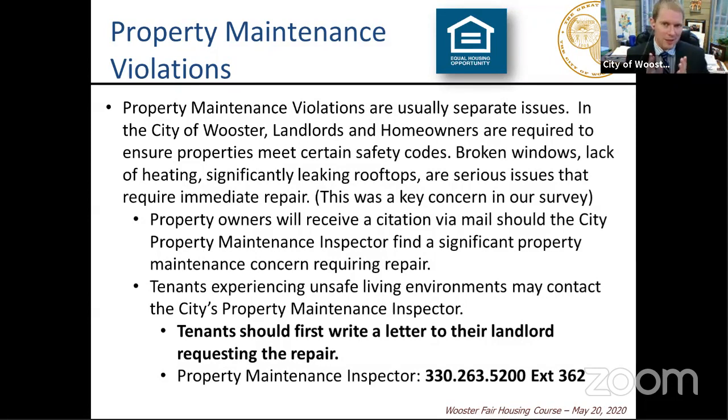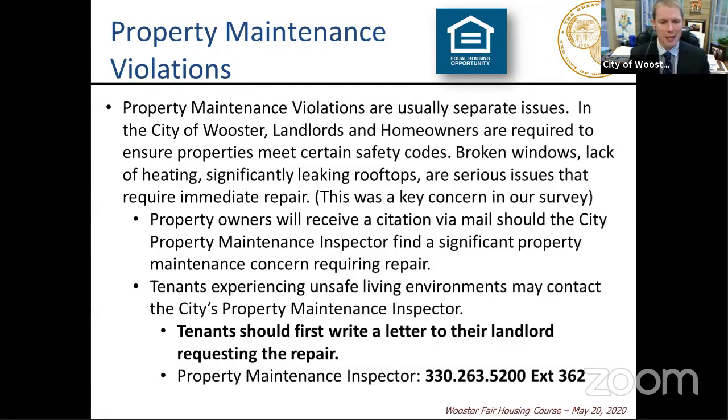Property owners, in this instance, when there is a complaint made, will typically receive a citation via mail should the city property maintenance inspector visit and find a significant property maintenance concern that requires repair. So that being said, we do encourage tenants who are experiencing unsafe living environments to contact the city property maintenance inspector. The number's up here on the screen, 330-263-5200, extension 362.